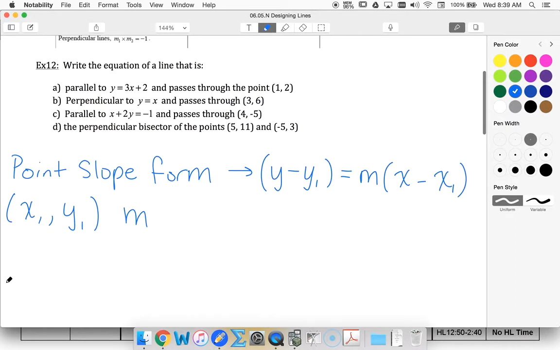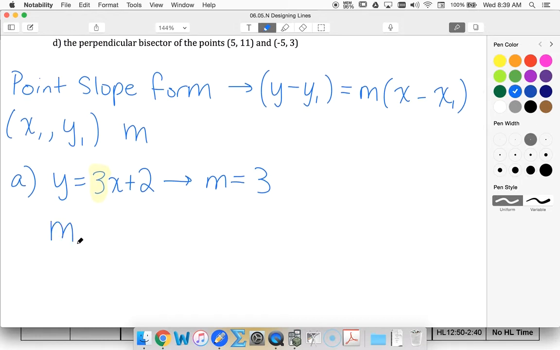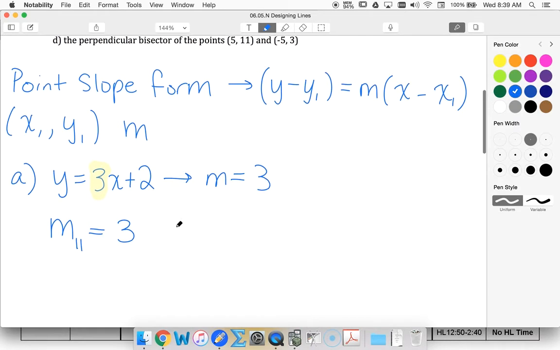So we want parallel to y equals 3x plus 2. Well, in y equals 3x plus 2, we know that the slope is 3 because it's the coefficient of the x value when I'm in slope-intercept form. So then my parallel slope, the slope of a parallel line, is going to be equal to the slope that we have. And we want to go through the point 1, 2. So now our point x1, y1 is going to be the point 1, 2.